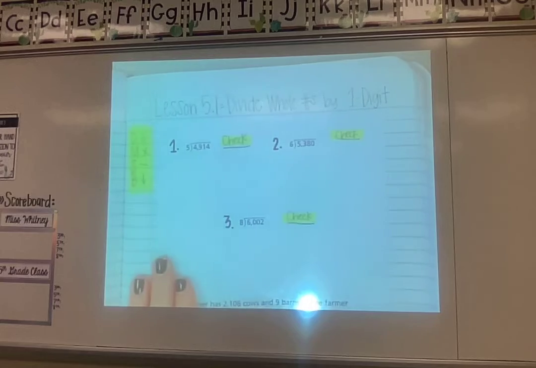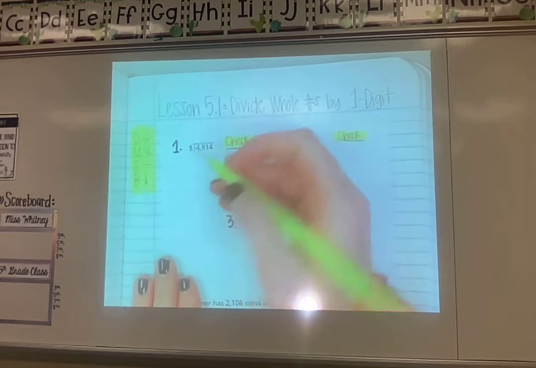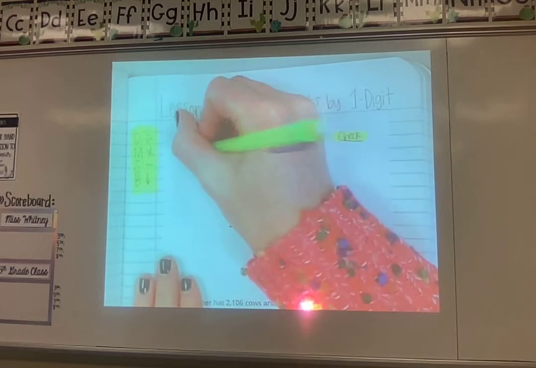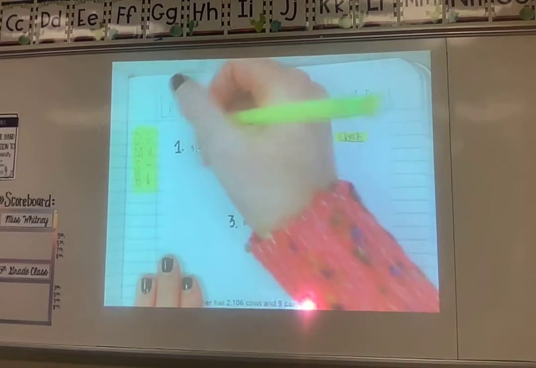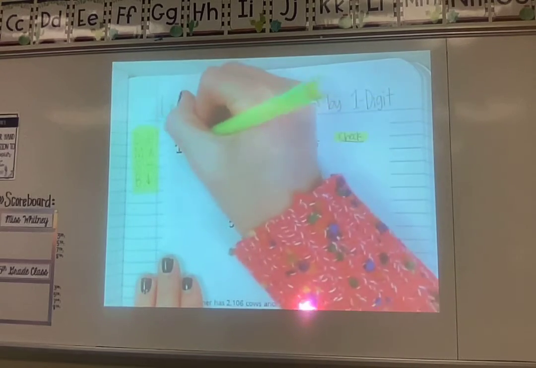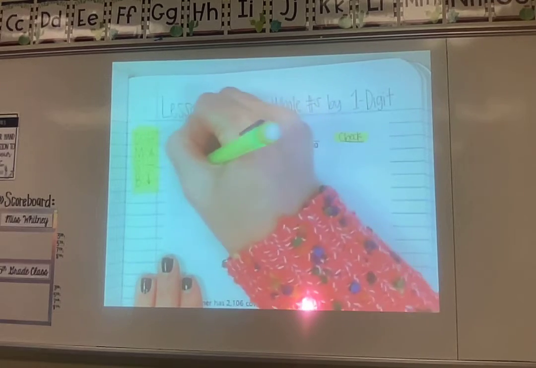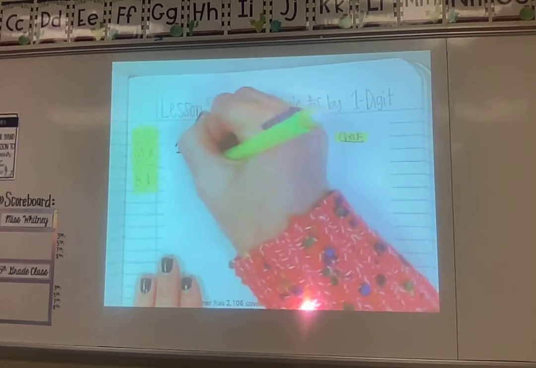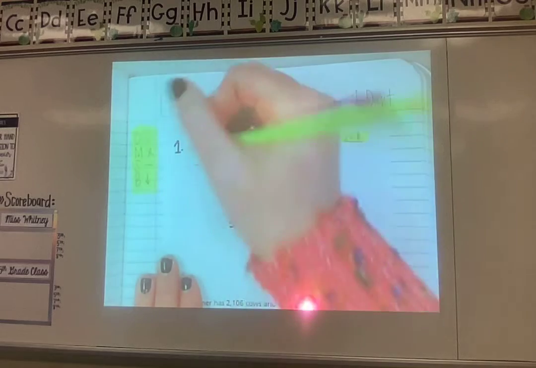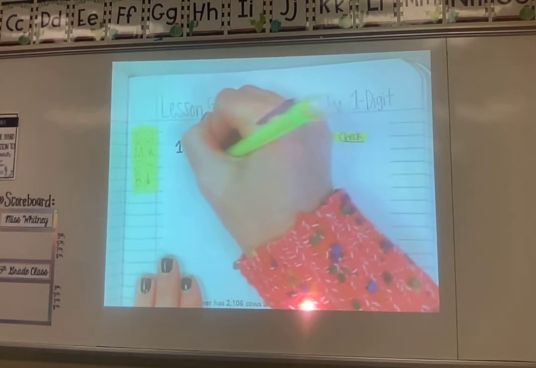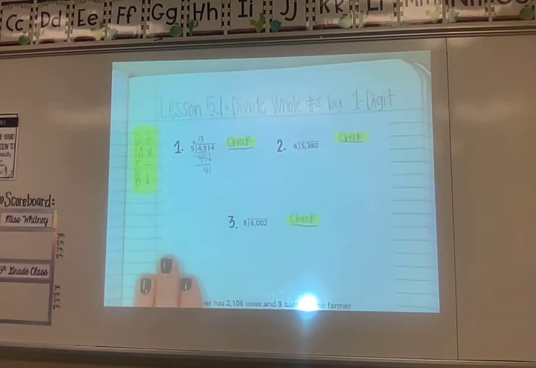All right, let's start with number 1. 5 will not go into 4, so we need to look at the 49. 5 will go into 49 9 times. 5 times 9 is 45. Swipe. Subtract, that gives me a 4. Then I'm ready for bananas. I'm going to bring down that 1. Remember, if we bring down, we have to go again.